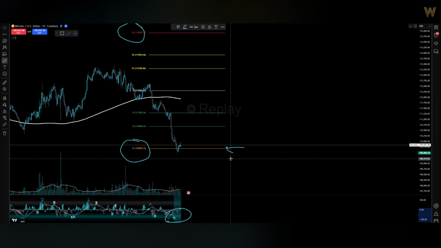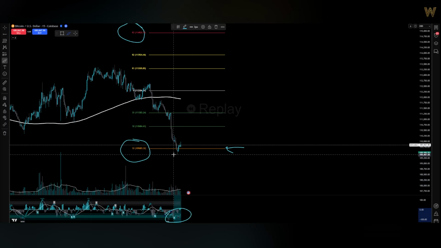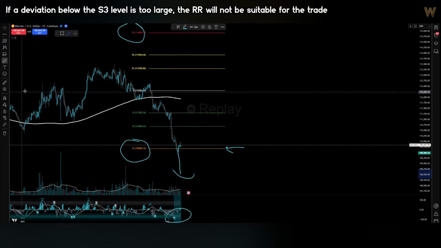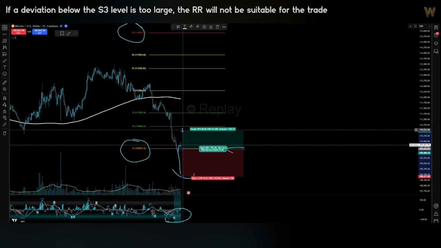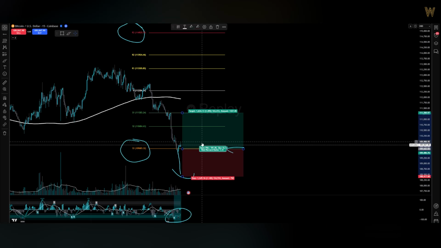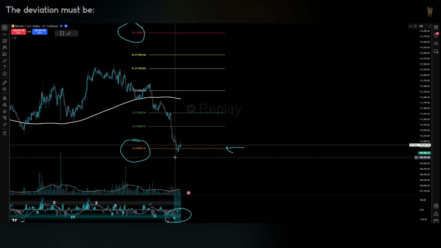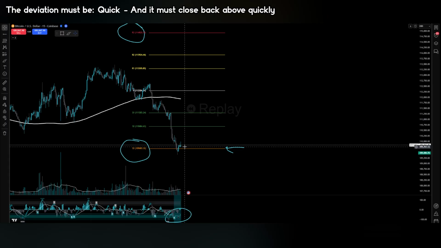So right then and there, a mean reversion in terms of risk to reward cannot have a candle that drops down to here, because then you need to consider that as an invalidation. And if we do the math, the risk to reward doesn't become palpable, or it doesn't become feasible. We're almost doing a one-to-one. The deviation underneath the S3 level needs to be quick, and it needs to close back above even quicker, right?